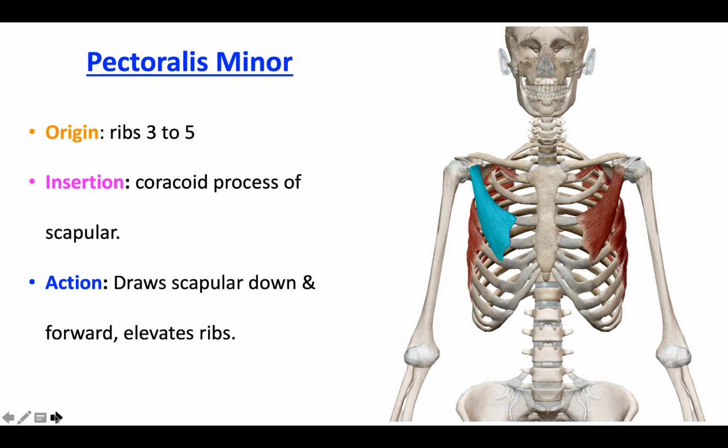Okay, next muscle, the Pectoralis Minor. The Pectoralis Minor lies right underneath the major, so they've clearly removed that in this image. And the origin are ribs 3, 4, and 5. And the insertion is going to be at the coracoid process of the scapula up here. This muscle helps draw the scapula down and forward, and it helps elevate the ribs.